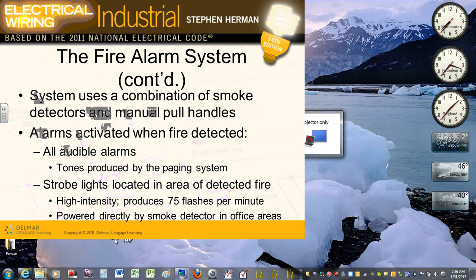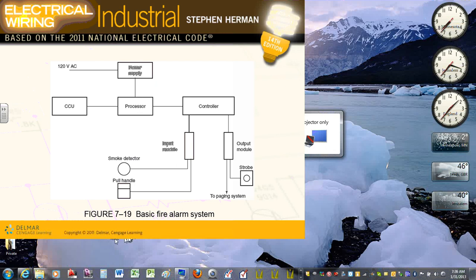And this just talks about the strobe light, high intensity, 75 flashes per minute, powered directly by the smoke detector and so forth. There's a module, guys, that can sense if there is smoke and activate only certain horn strobes in certain areas. Okay, here's what you guys have done with your friend Chad.